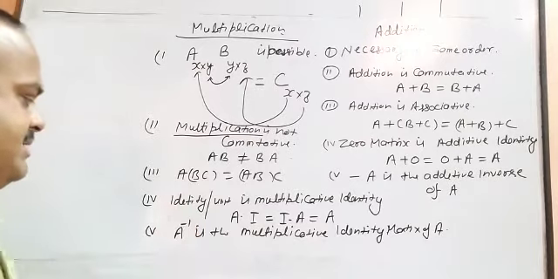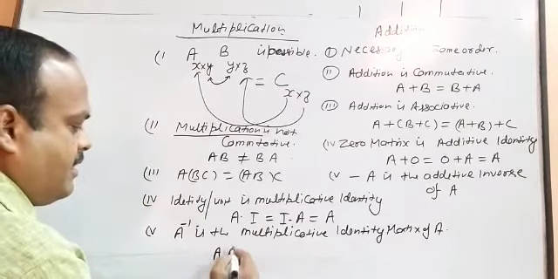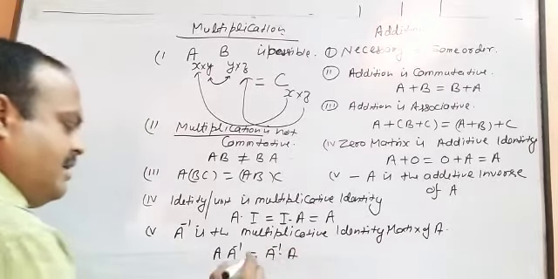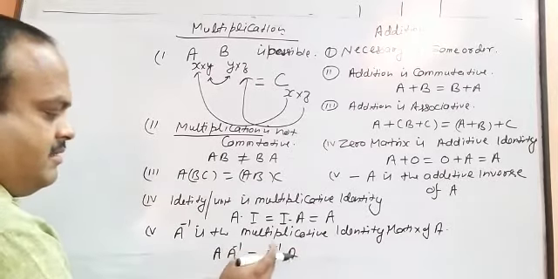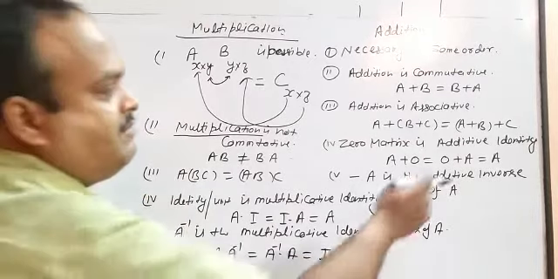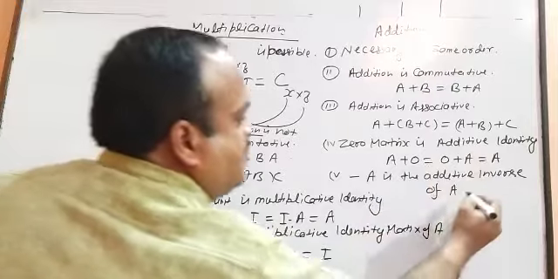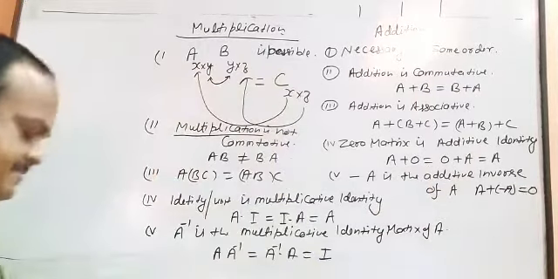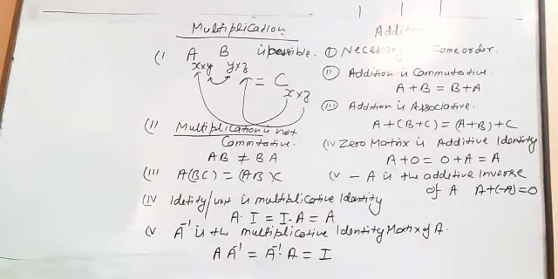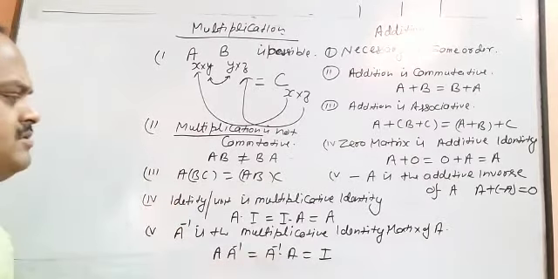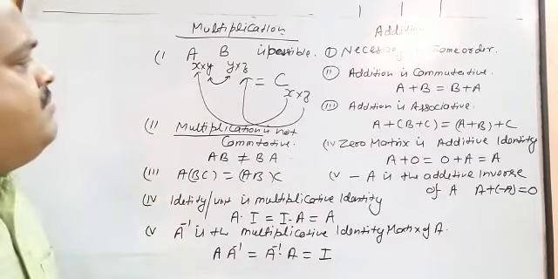When we multiply A inverse with A, or A with A inverse, we get identity matrix I. Here, A plus minus A is equal to 0 matrix, the additive identity. This is not in your course, so don't panic. These things you need to know.